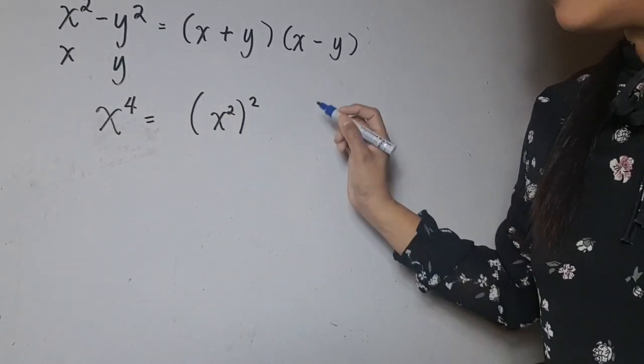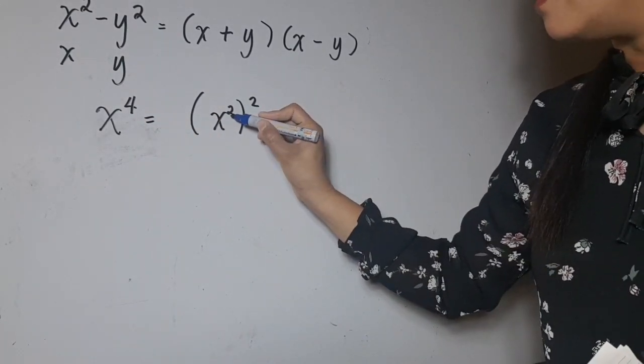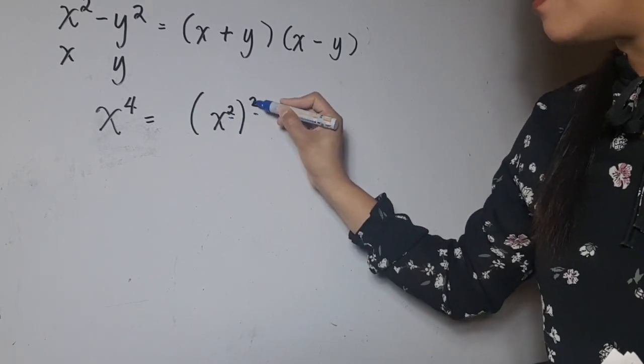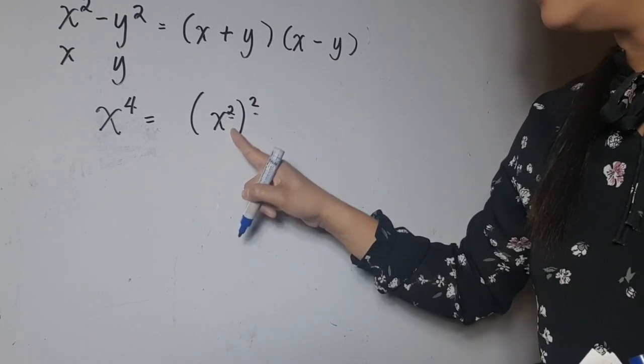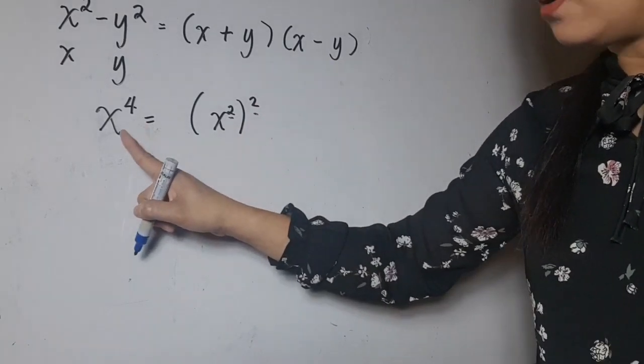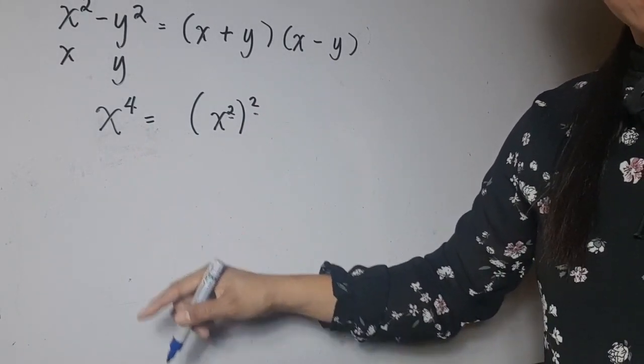Okay? Remember, yung laws of exponents natin, the power of a power. Di ba you have to multiply the powers? So you have x squared, quantity squared, is equal to x to the fourth.